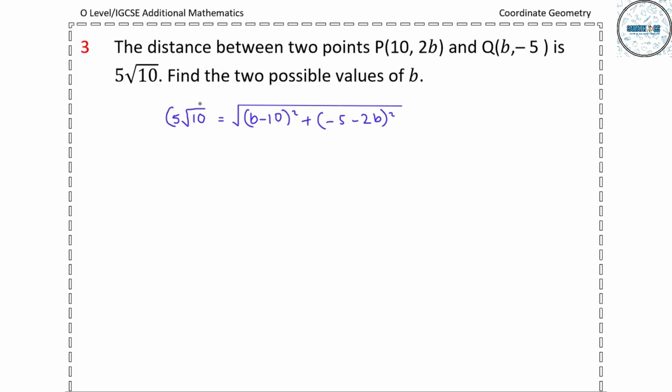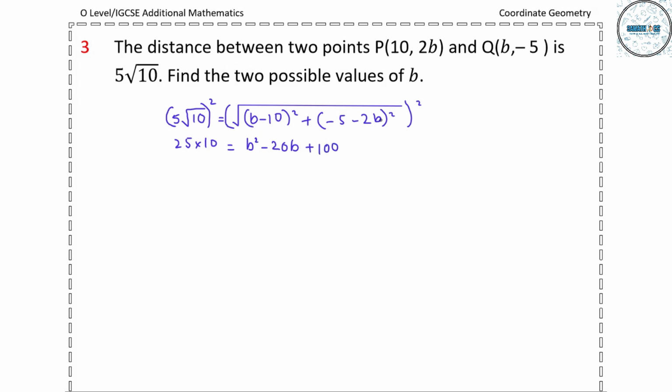We can take square on both these sides. When we take the square here, 5 square is 25 and square of under root 10 is 10. So it is 25 multiplied by 10, which is equal to b minus 10 whole square. We have to use identity to expand this. b minus 10 whole square is b square minus 2 into b into 10, which is 20b, plus square of 10, which is 100.